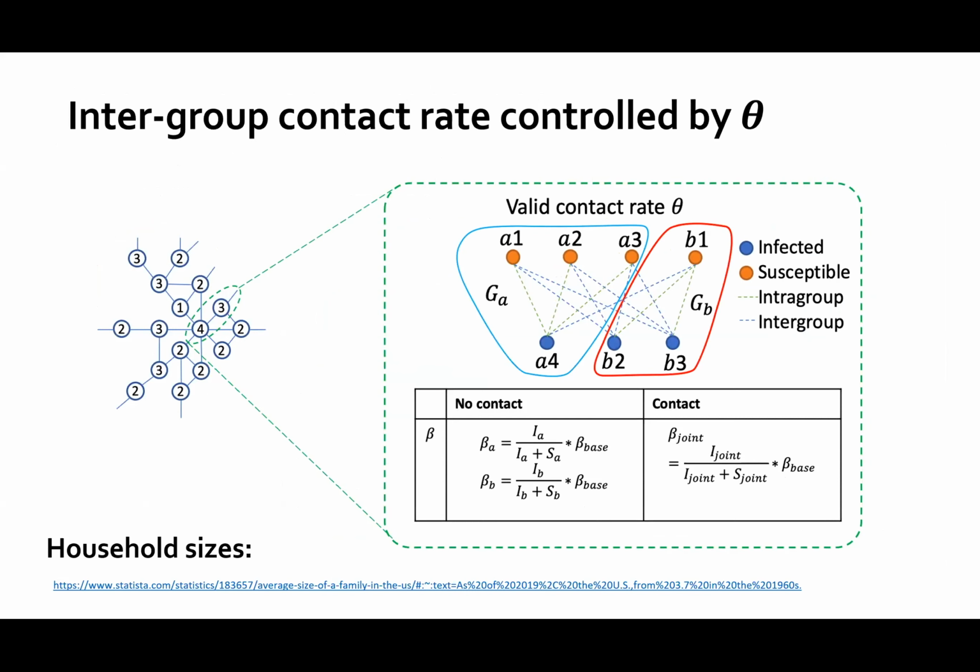We also introduced a new parameter, theta, in this network to control the intergroup contact rate. For example, here is a case of two families, with 4 and 3 members, in contact. If we accept this as a contact, we use this new beta joint to update the exposed cases in the population. Compared to the no-contact scenario, beta joint has a larger delta change in exposed cases.